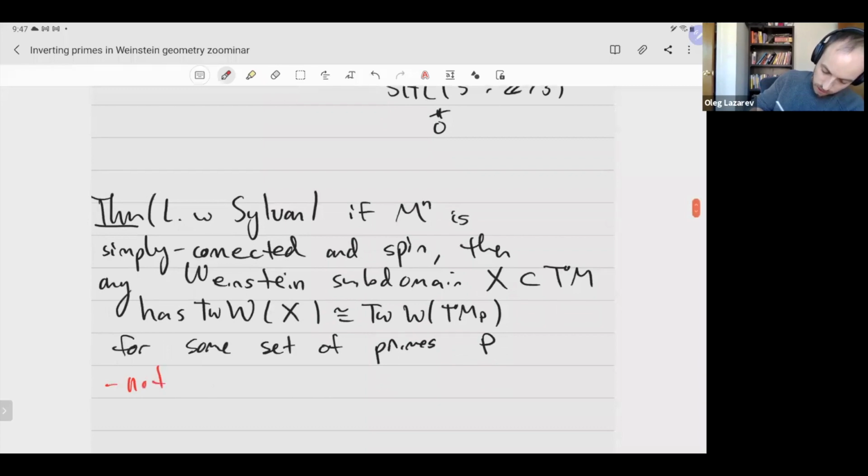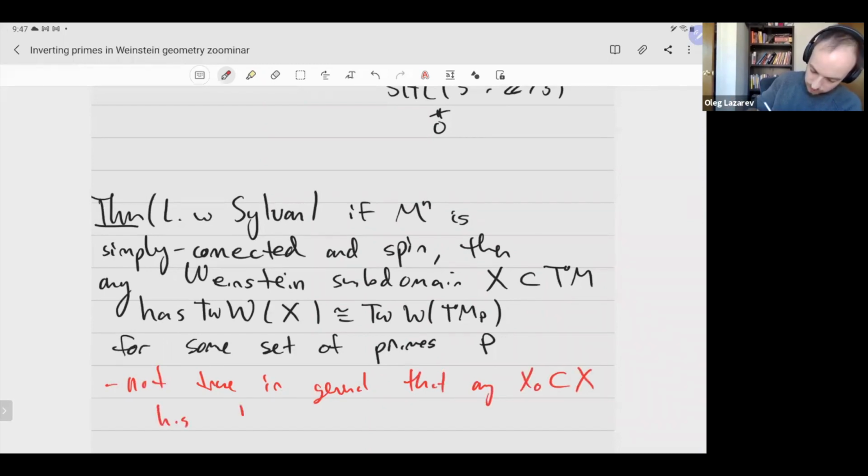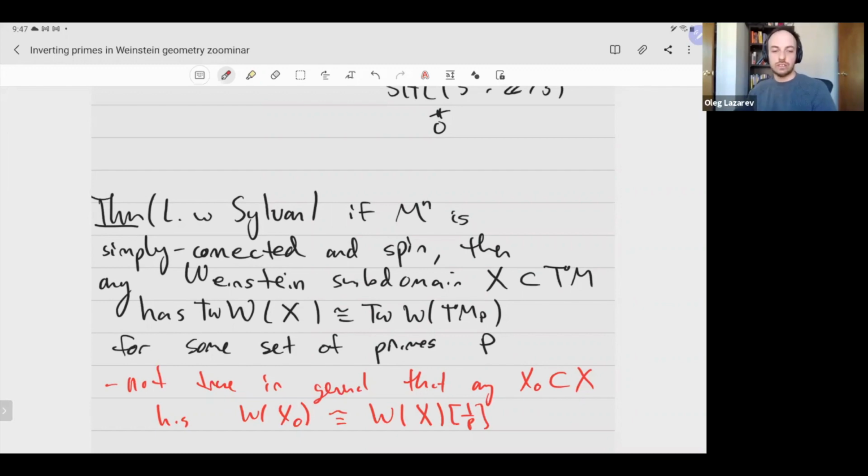And of course, this is not true in general, that for any subdomain X naught of X, the wrapped Fukaya category of X naught is isomorphic to the wrapped Fukaya category of X localized at some primes. So this is some extra rigidity for cotangent bundles. So some kind of classification of singular Lagrangians, like the classification of smooth Lagrangians that we have in some form currently.